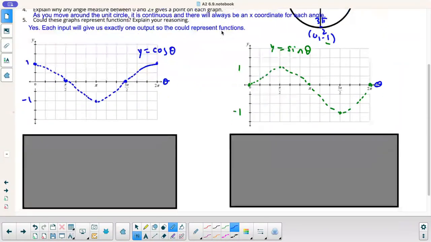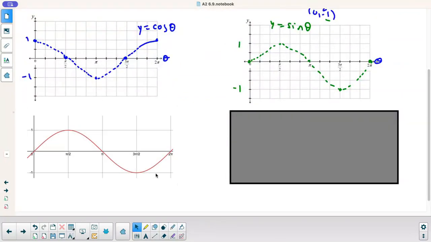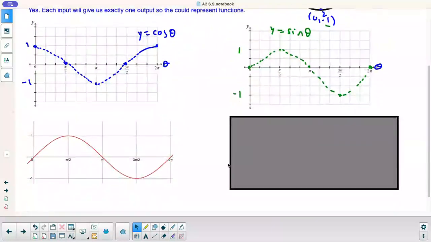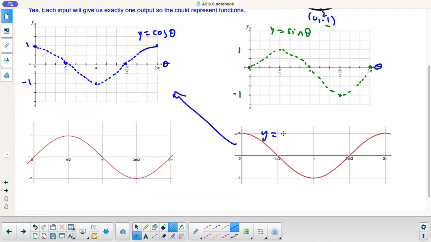Okay, let's take a look at the actual graphs with technology here. Okay, this is my, well, that's my sine one. Whoops, I have them backwards. So this one here is y equals cosine theta, and then this one here is y equals sine of theta. Okay, so you can see nice and smooth, not zigzag. And that's what ends up happening there.